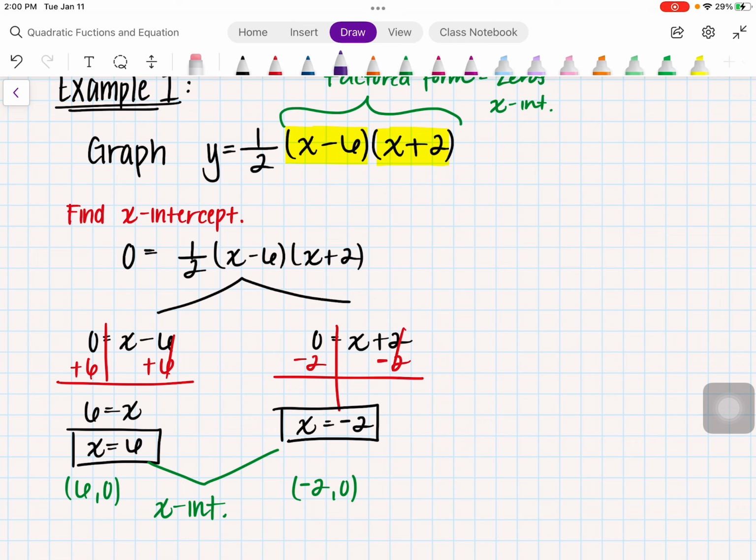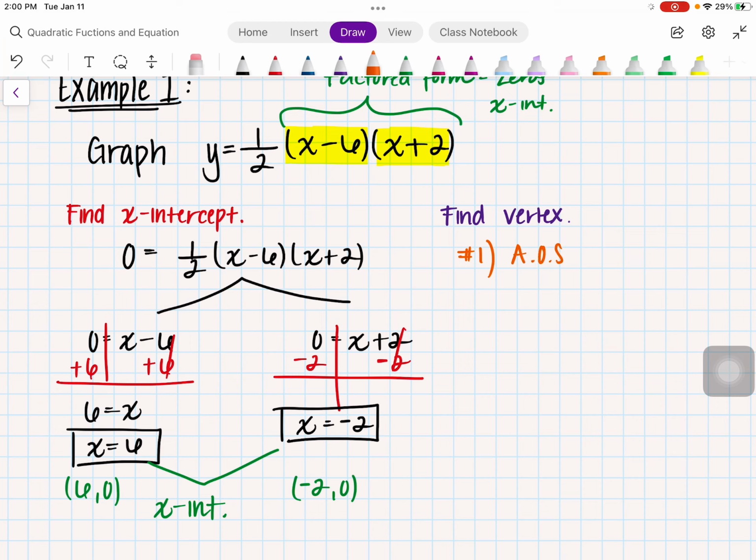Now, in this case, guys, we want to focus on finding the vertex. Let's do it in purple. Find the vertex. All right. Now, in order for us to find the vertex with functions that are in factored form, I actually need to first find, number 1, the axis of symmetry.